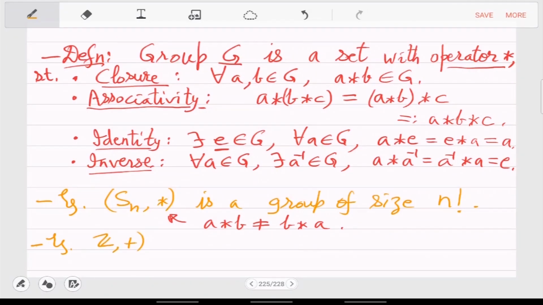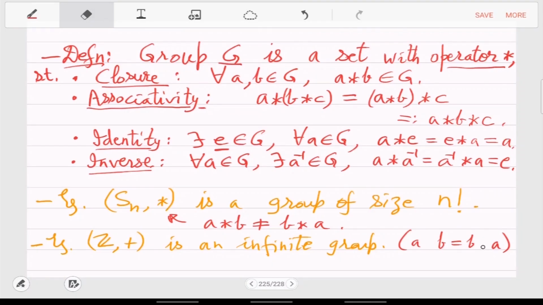For example, the classical motivating case is integers with addition, and that is an infinite group. Here there is this property. I write star here, but the star is essentially plus. Clearly, how you add, the answer will not change in integers. So we'll give this a name, we'll call it a commutative or abelian group.